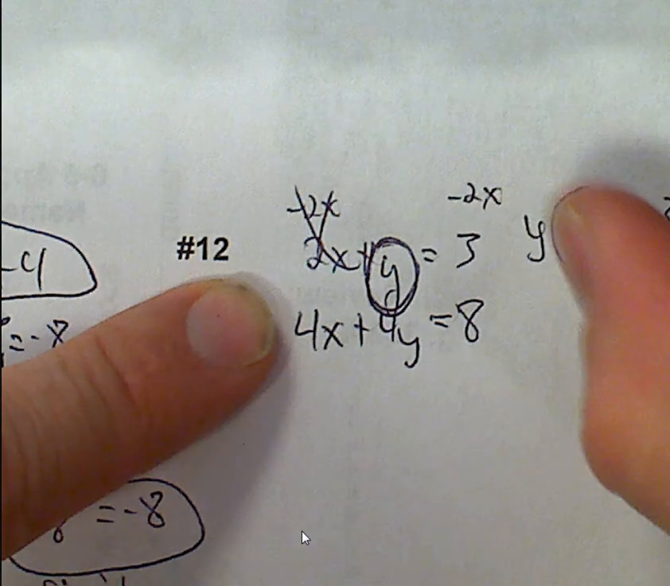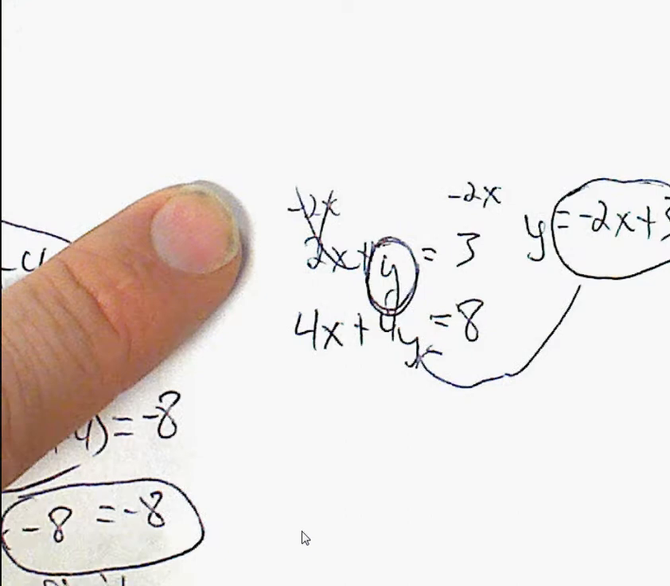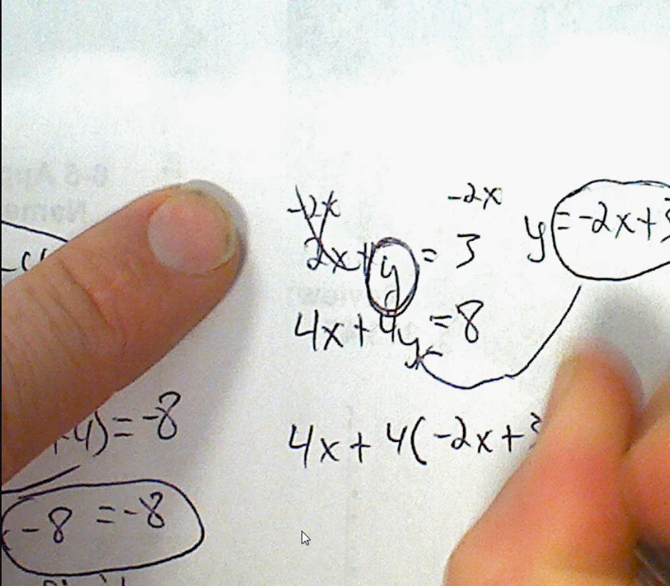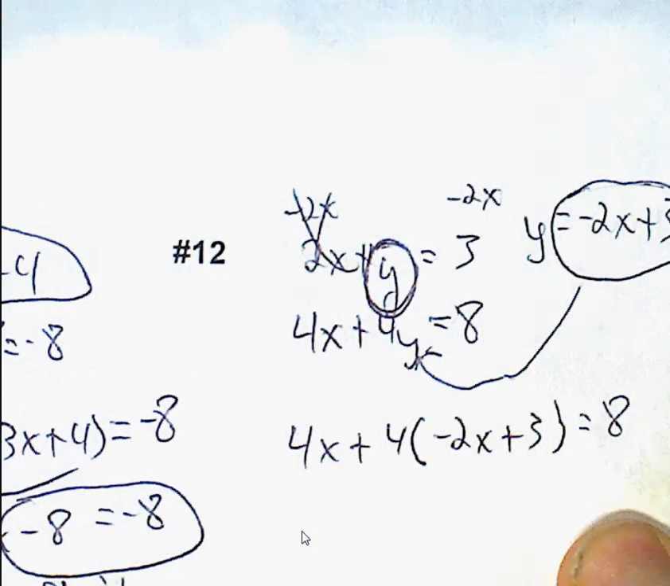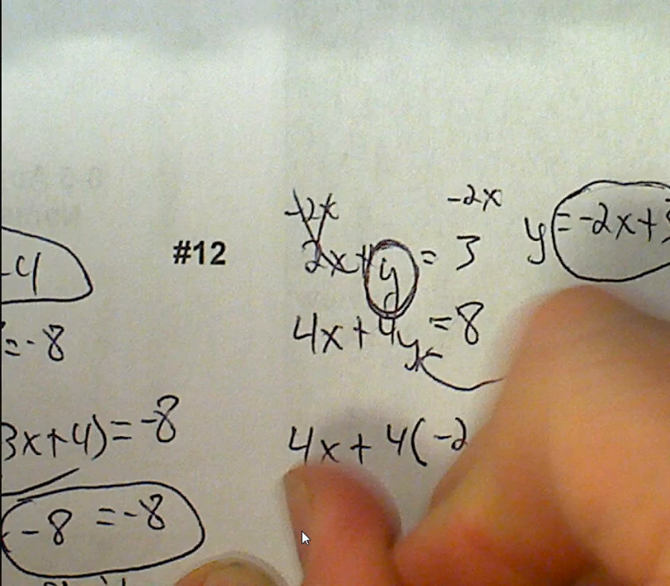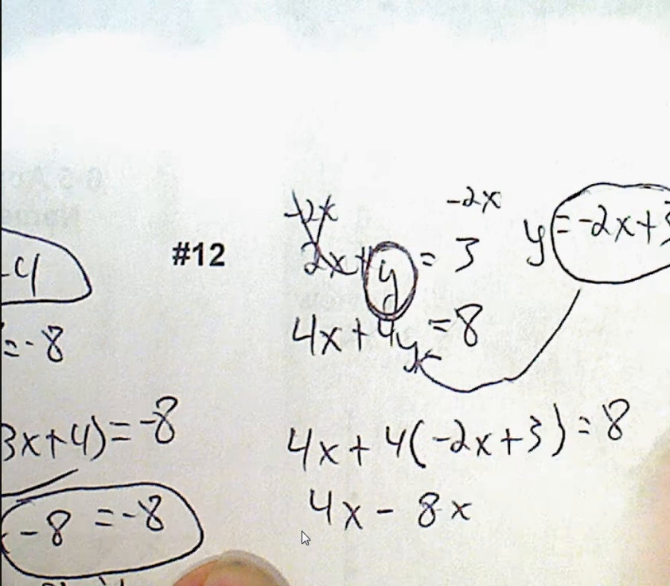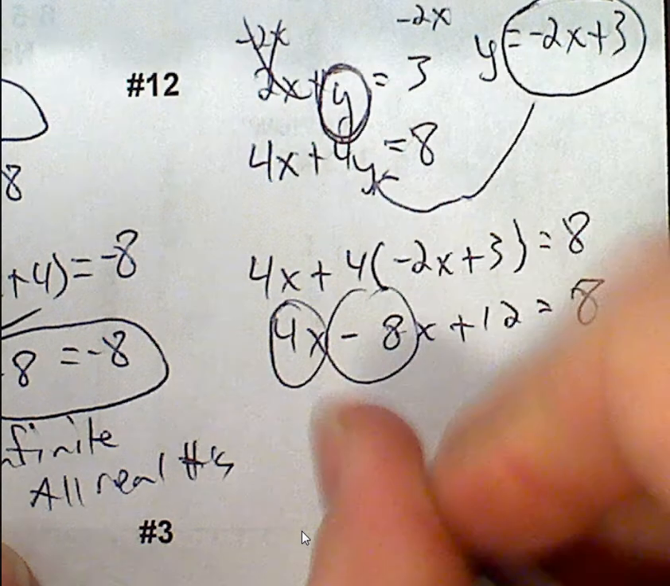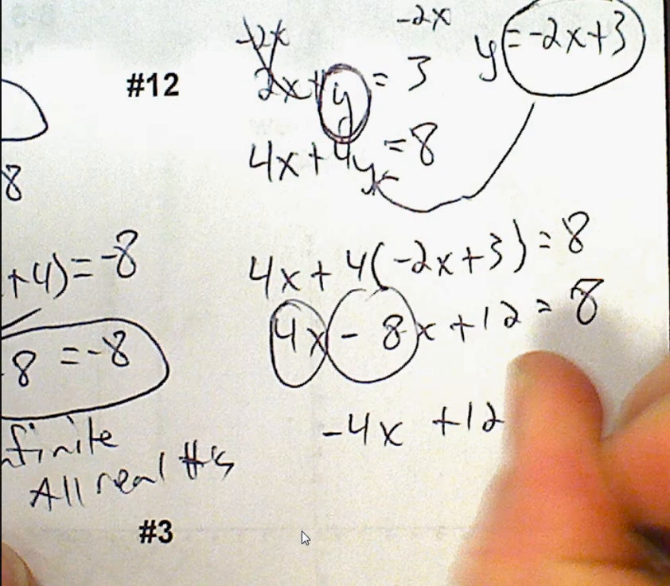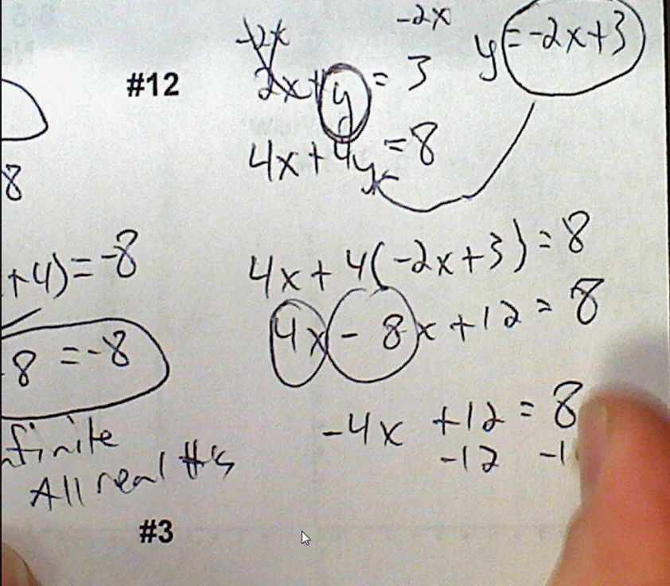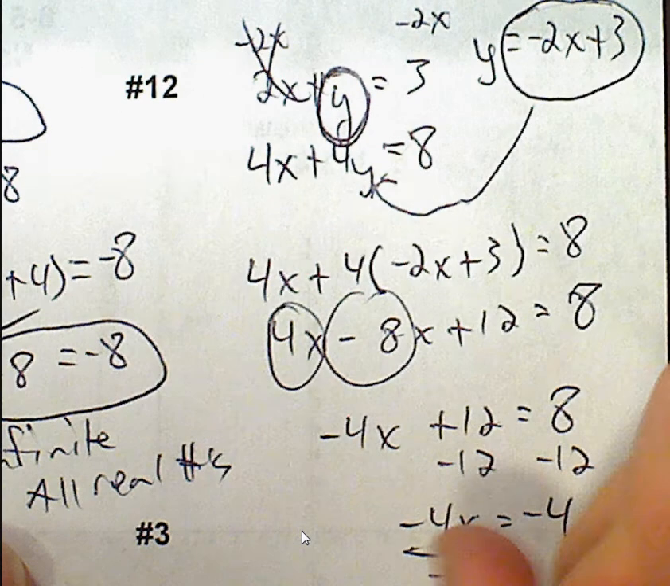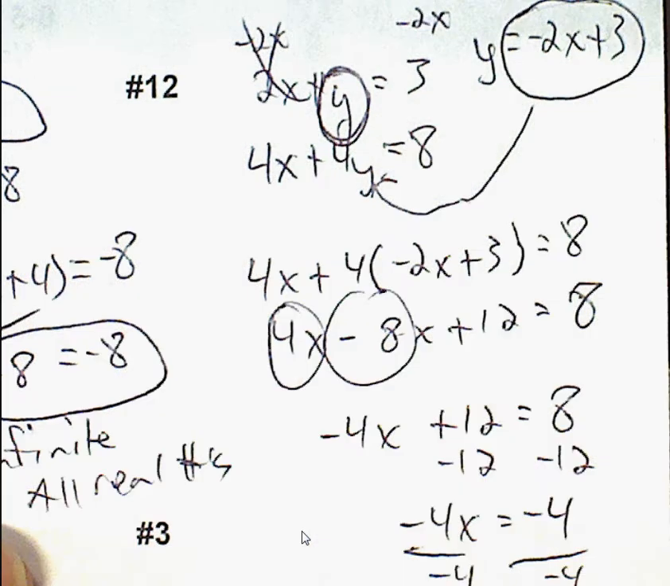So now I can substitute in for what y stands for. 4x plus 4 parenthesis, negative 2x plus 3 equals 8. So I'm going to go ahead and distribute. That's what I get. I'm going to combine like terms on the same side. 4x, negative 8x, that's negative 4x plus 12 equals 8. Minus 12 minus 12. Negative 4x equals negative 4. Divide by negative 4. X equals 1.